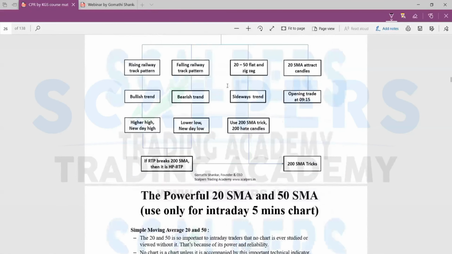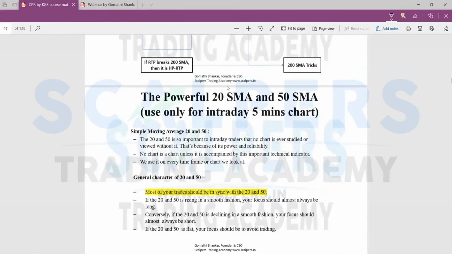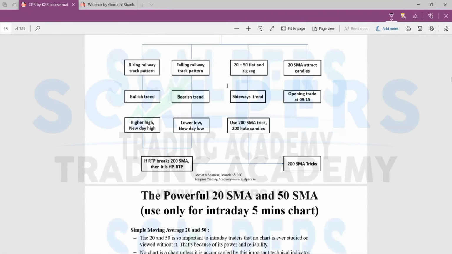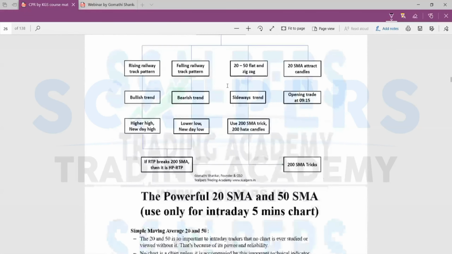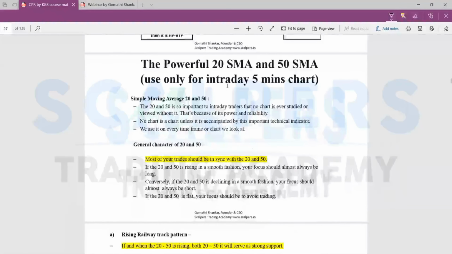Now I am going to tell you the character of 20 and 50. Many people will teach you the crossover strategy, the golden crossover strategy. These are very kiddish strategies, school level, primary school strategies. Don't follow them. There is a true character for 20 and 50. If somebody is teaching you the crossover strategy, just assume that he is an LKG, UKG student in technical analysis.